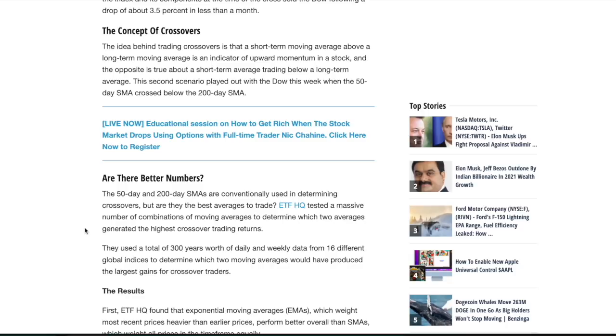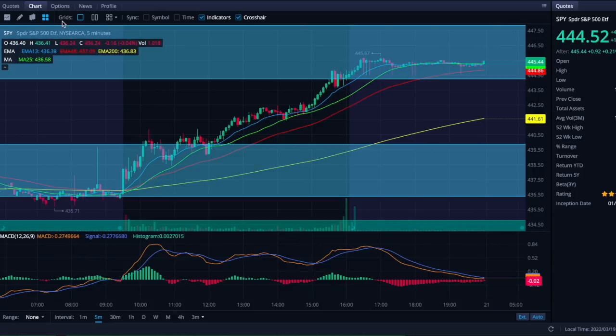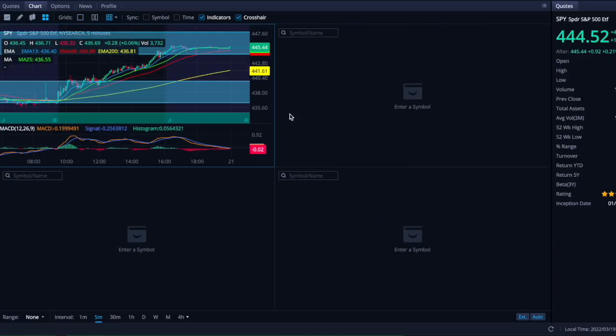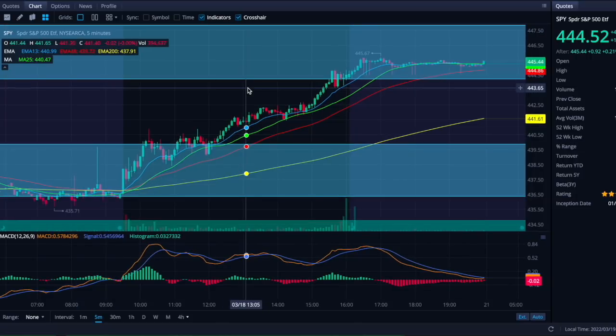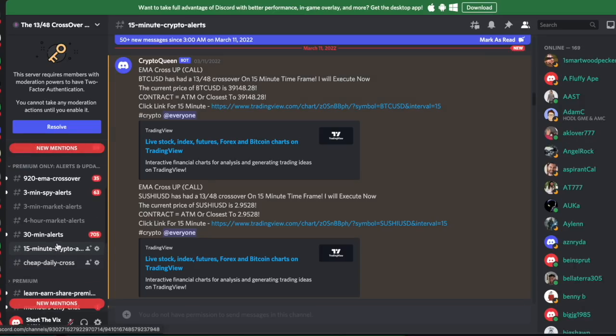So what we do to make this easier for you guys is, on my Webull chart here, you can grid it out and look at 4 charts if you want to, but you're not going to be able to see all of the crossovers happening across the market. That's why we have this alert system over here where we also do 920. We have 3-minute SPY alerts, 3-minute market alerts on about 350 stocks. We have the 4-hour alerts as well on those same stocks, 30-minute alerts, 15-minute crypto alerts, and the cheap daily crosses for those of you who can't necessarily trade options.